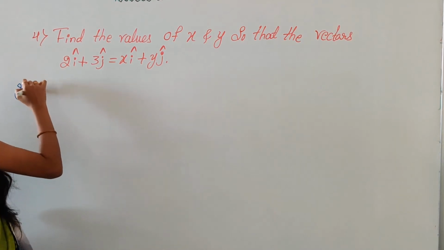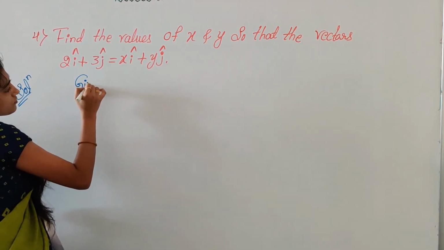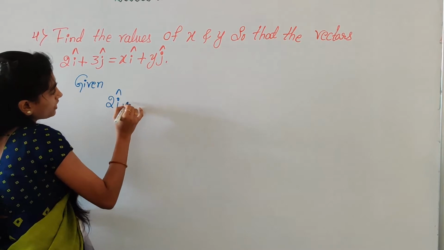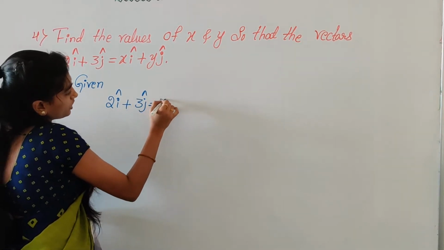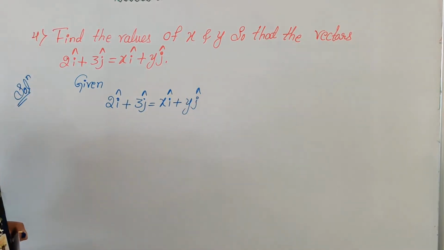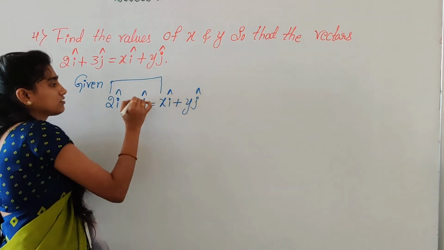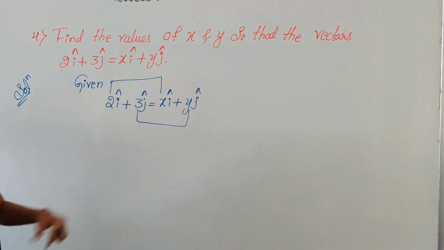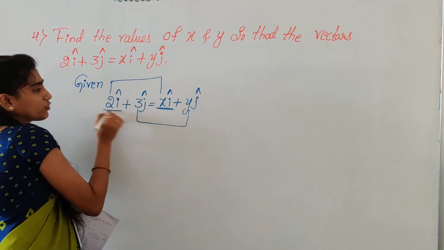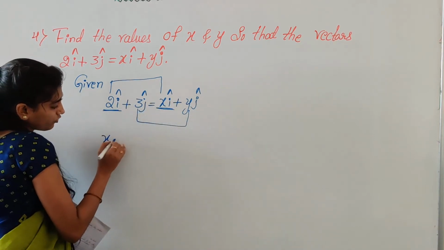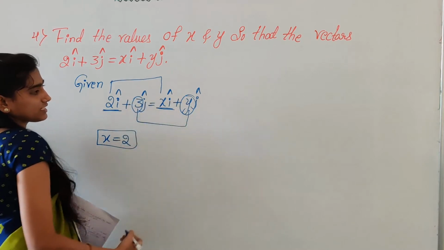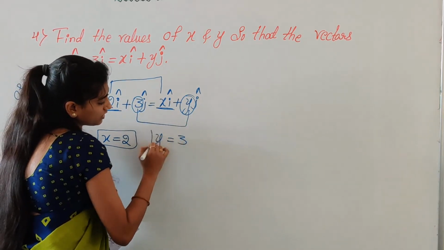So here given, they have given two vectors and they are equal. So 2i + 3j is equal to (x i) + (y j). So here the corresponding components of I, J, K are equal. So here the corresponding component of I is 2. Therefore X value is 2. Then Y. So here 3 is there. Therefore Y is equal to 3.